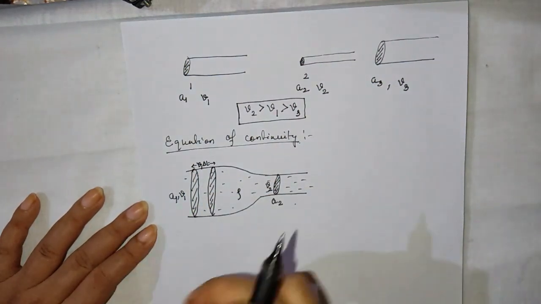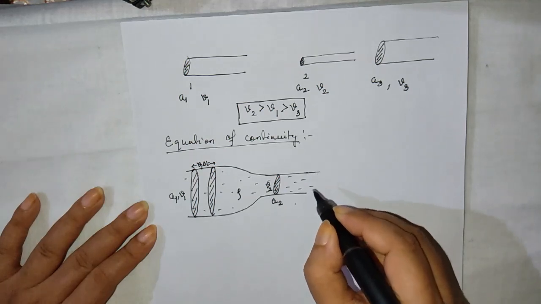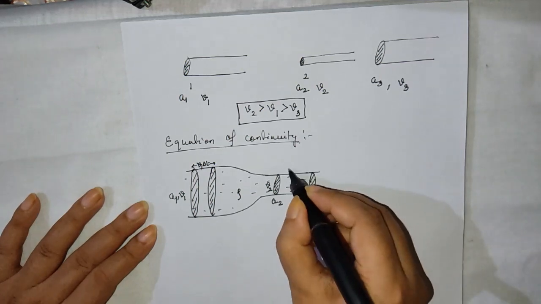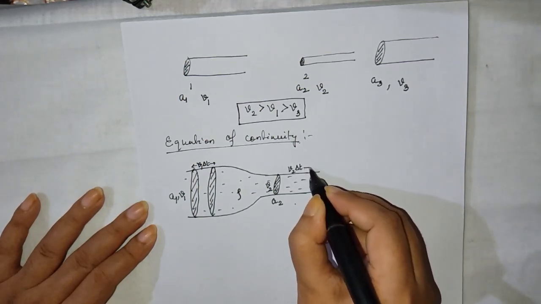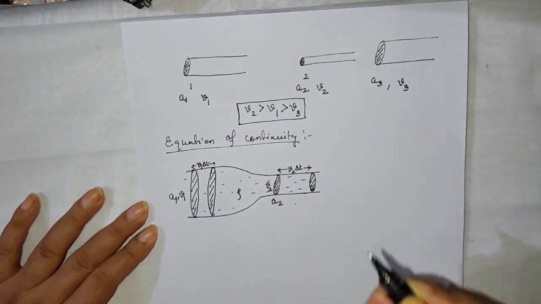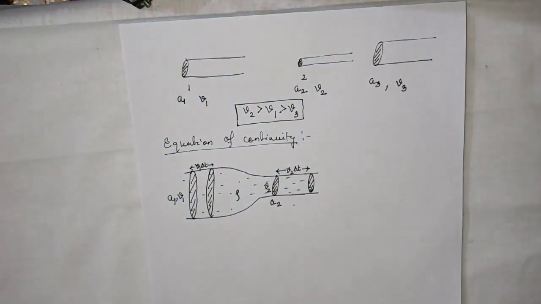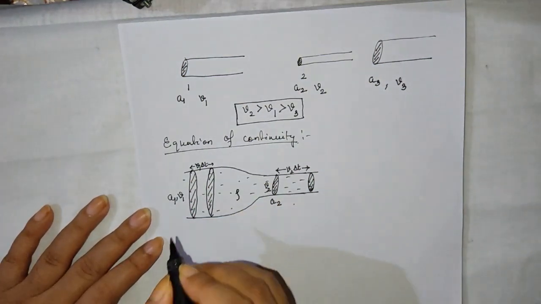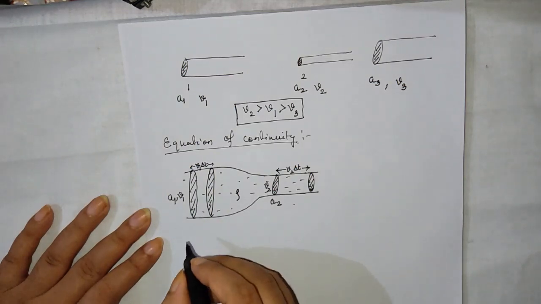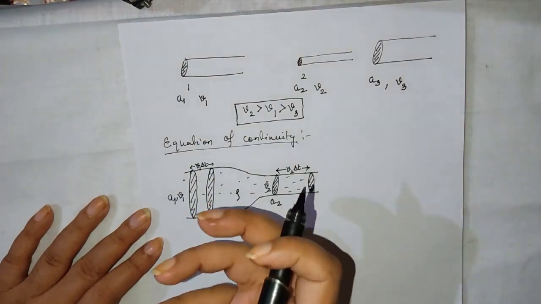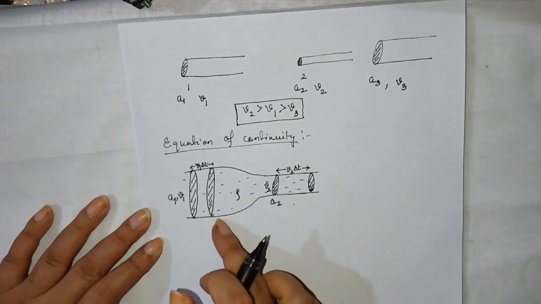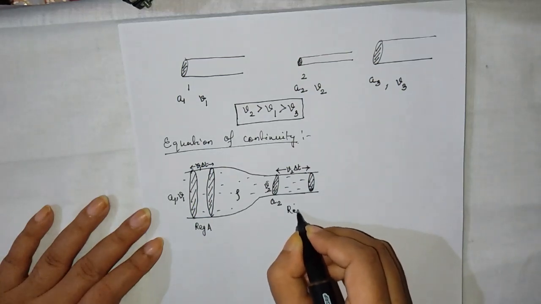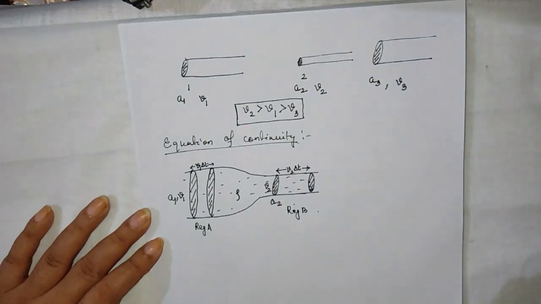Similarly, within the same interval of time, the distance covered by the water in the constricted portion would be equal to V2 times delta t, because distance is velocity multiplied by time. Now I am going to calculate the mass of the water flowing here. Suppose this region is A, the broader region, and this is region B, the constricted or narrower region.